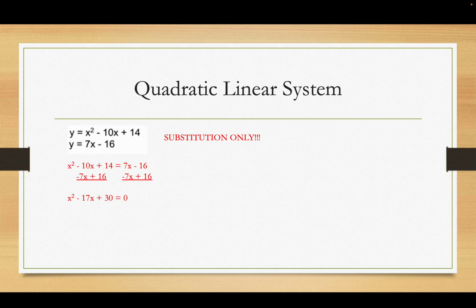Factor: what two numbers multiply out to 30 and add up to negative 17? That would be negative 15 and negative 2. And maybe it's the guy on the left, maybe it's the guy on the right. Solving, x is 15, x is 2, and they both work.